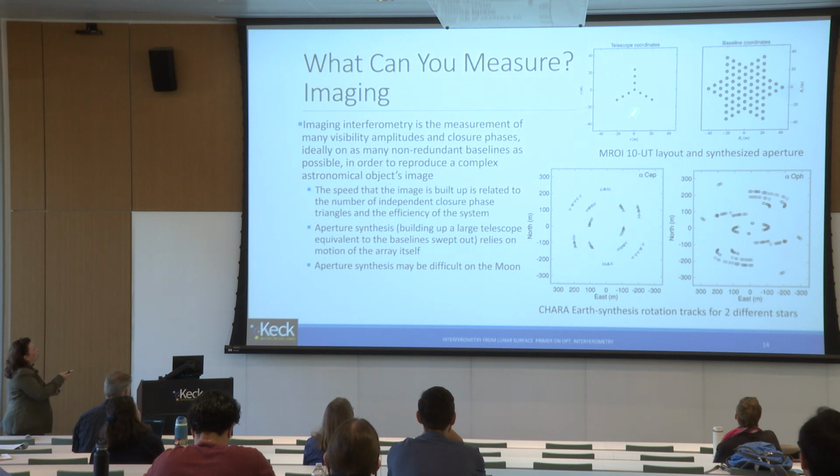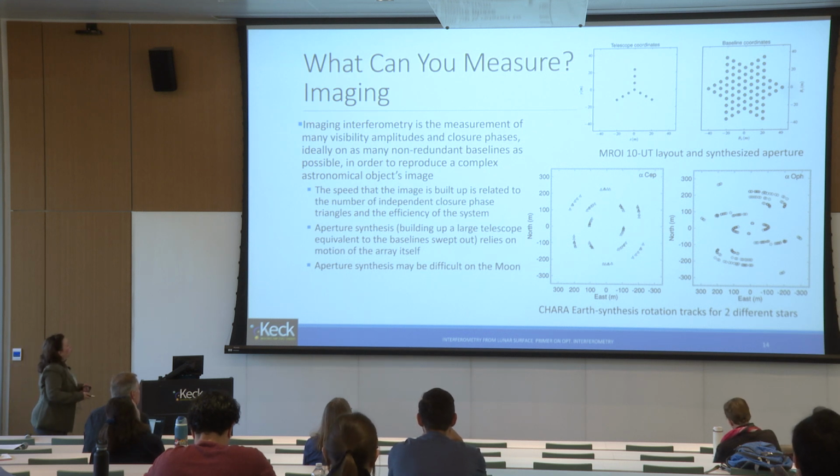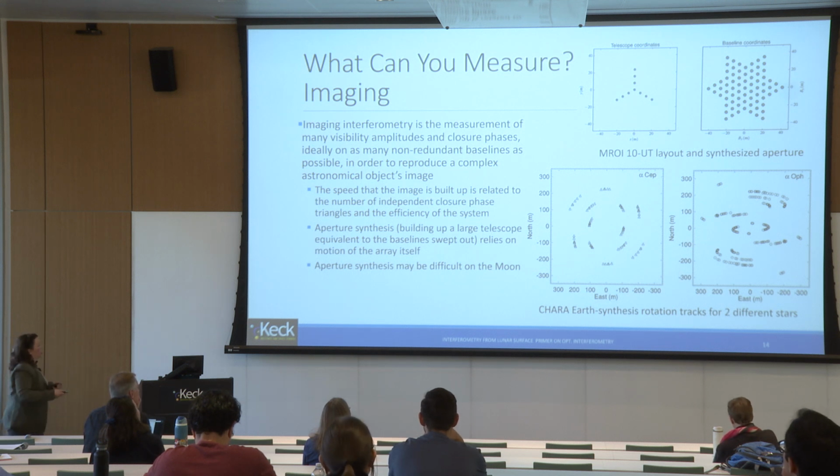The MRO interferometer, the layout of the telescopes is in an equilateral Y, which is supposed to give us a good synthesized image. Think of synthesized image as the size of the telescope I'm trying to make with my system. And so building up your telescope with a large number of baselines being swept out relies on this notion of the Earth actually moving around. I wanted to note this because aperture synthesis may be a little bit more difficult on the Moon.